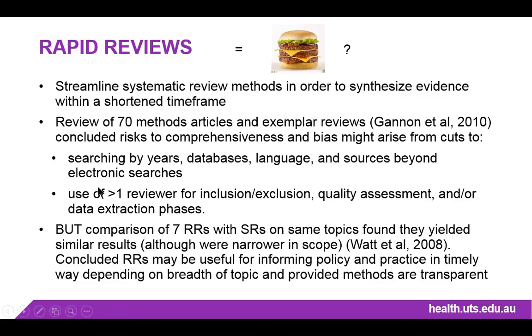And in fact, there's been a little bit of work to look at whether this makes a big difference. One in particular compared 7 rapid reviews with systematic reviews that had been conducted on the same topic. And they found that they did actually yield similar results, except that the rapid reviews were narrower in scope. And I think that's a key issue as well. When you're undertaking a rapid review, that's really where you need to keep your research question so tightly focused. That's the way to do a review quickly. Really keep it very, very closely confined. Okay.